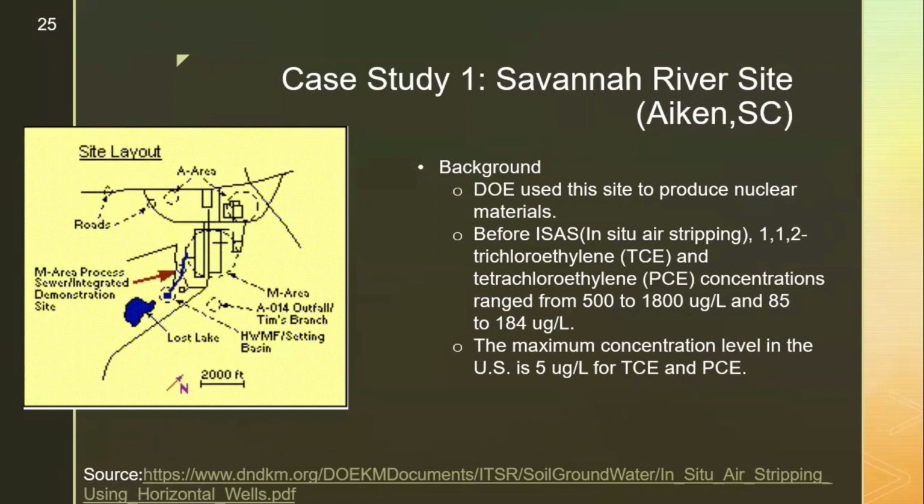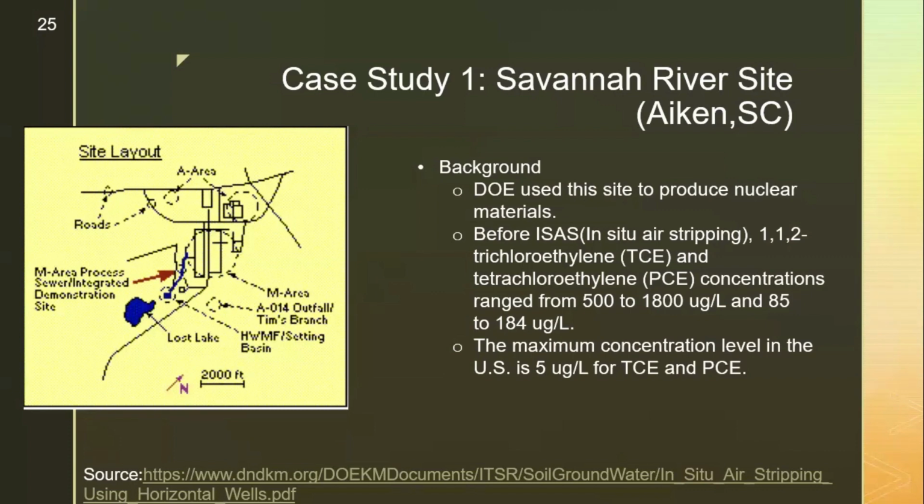For our first case study, we decided to look into the Savannah River site in Aiken, South Carolina. This site was used by the United States Department of Energy to produce nuclear chemicals. This site had a lot of TCE and PCE contamination. The maximum contaminant level for TCE and PCE in the United States is 5 micrograms per liter. Before the in situ air stripping used at this location, the TCE had a concentration of between 500 and 1800 micrograms per liter, and the PCE concentration for this site ranged between 85 and 184 micrograms per liter. So this site was really bad.